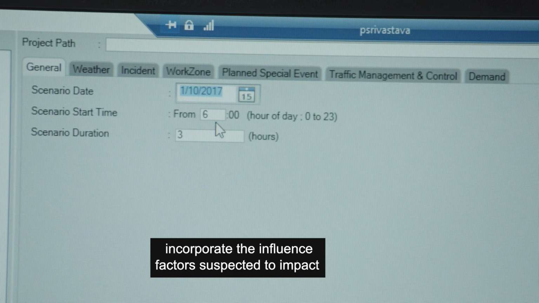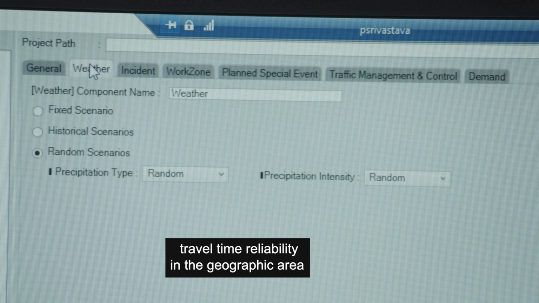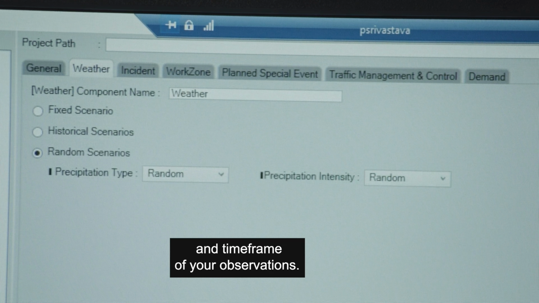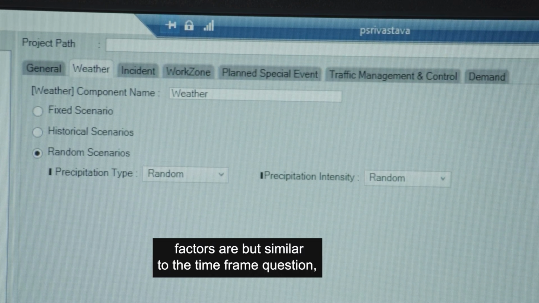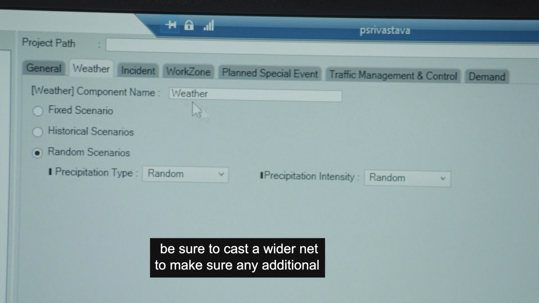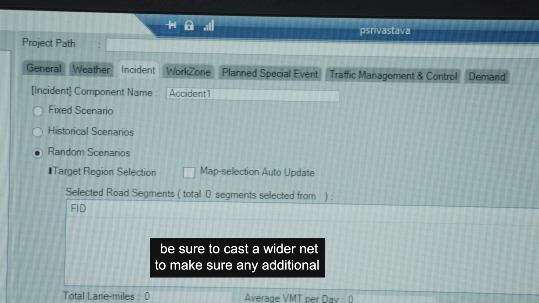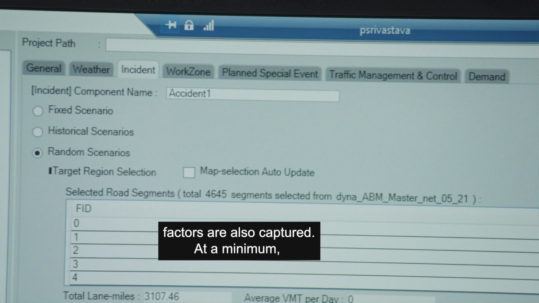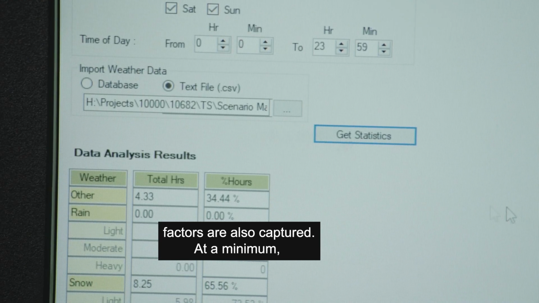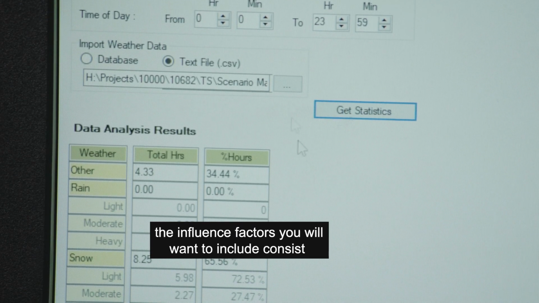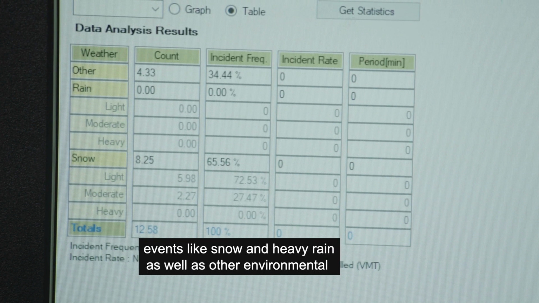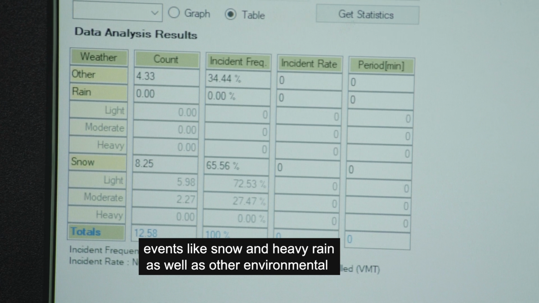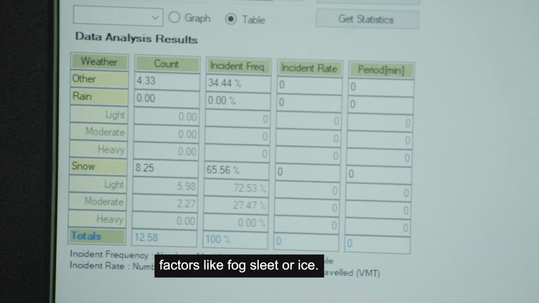Now, incorporate the influence factors suspected to impact travel time reliability in the geographic area and time frame of your observations. You likely have some ideas of what these factors are, but similar to the time frame question, be sure to cast a wider net to make sure any additional factors are also captured. At a minimum, the influence factors you will want to include consist of weather records to capture precipitation events like snow and heavy rain, as well as other environmental factors like fog, sleet, or ice.